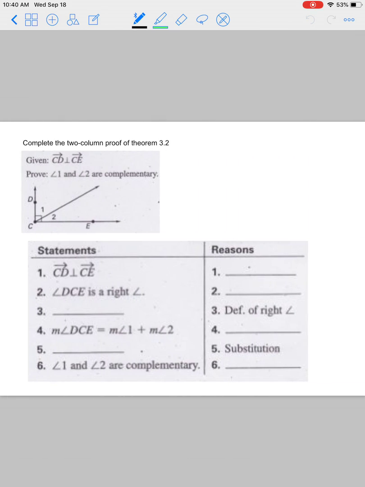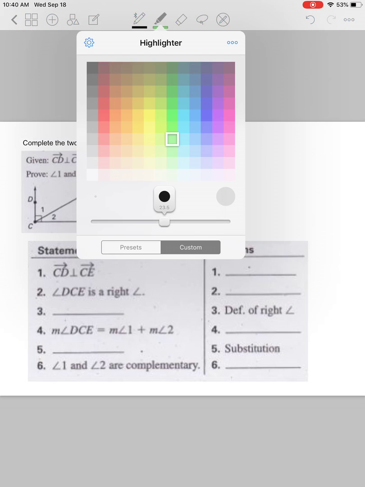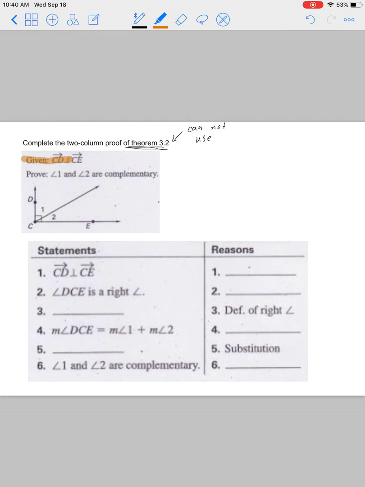Our next example is a proof of theorem 3.1 or 3.2. That means we cannot use that theorem anywhere within this process. Remember to start out with your given information. So our given information is here in line 1. So we're going to fill in given as our reason. This has that perpendicular symbol.